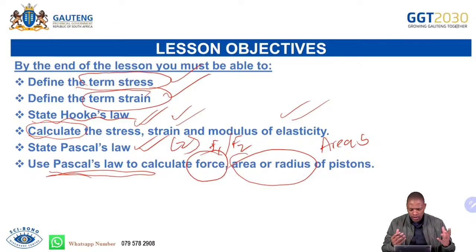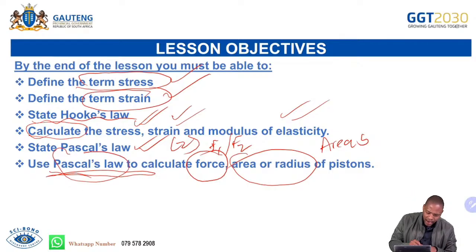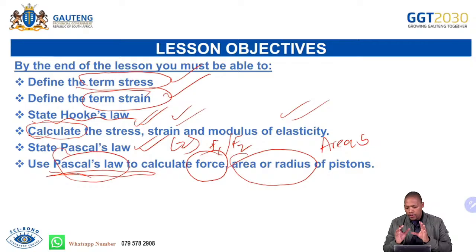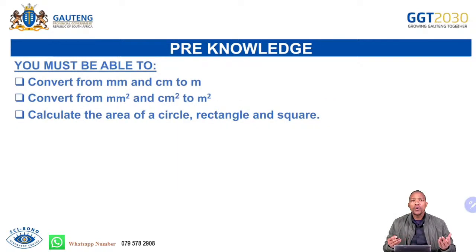So these are some of the things that could be asked in relation to Pascal's law, okay? And then the calculation of areas and radiuses could also be taken back to stress, strain, and the modulus of elasticity, okay? But we'll see all of these things as we engage with our lesson, grade 12. All right. Pre-knowledge: what knowledge are we expecting that you must have as we dive into this revision.